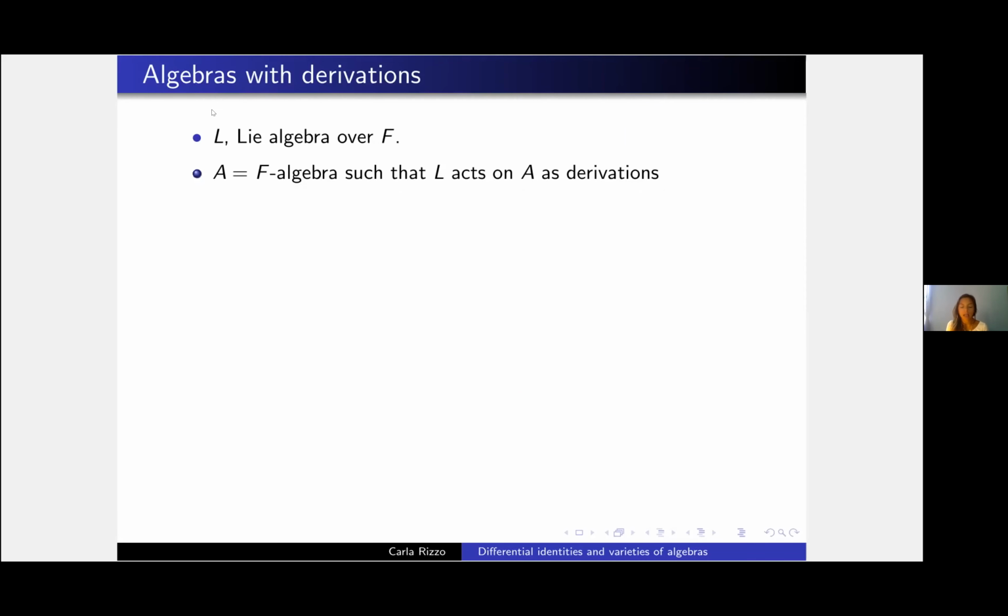Now let L be a Lie algebra over F. From now until the end of the talk, L will always be a Lie algebra. Let A be an F-algebra such that L acts on it by derivations. That means there is a morphism from L to the derivations of A, so we can think that L acts on A as a Lie subalgebra of the Lie algebra of all derivations of A. Since any Lie algebra possesses a unique universal enveloping algebra, we can extend this L action on A into a UL action on A.